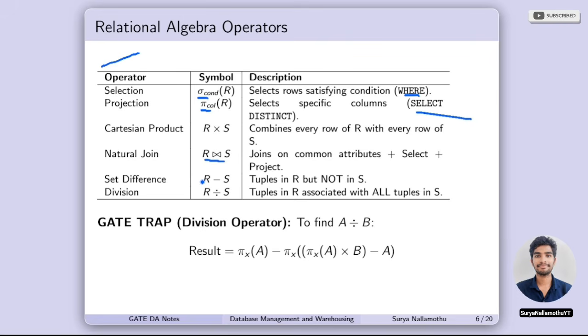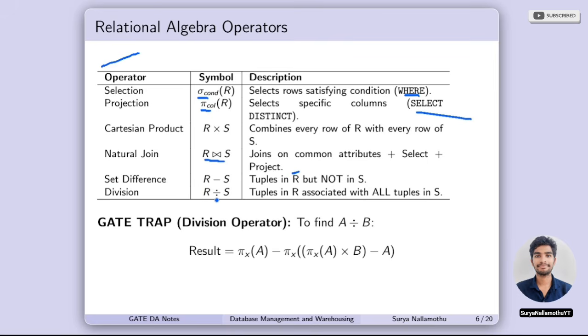The set difference means the difference between R and S, and that difference we call set difference. It means the tuples in R that we take but are not in S. We need to take R but not S, and that we call a set difference.